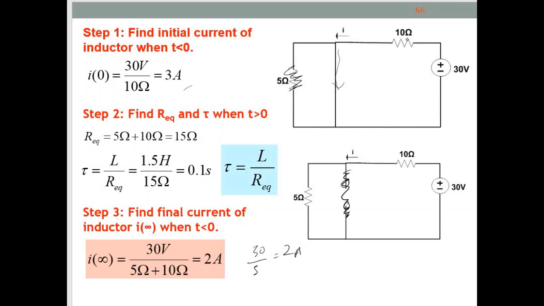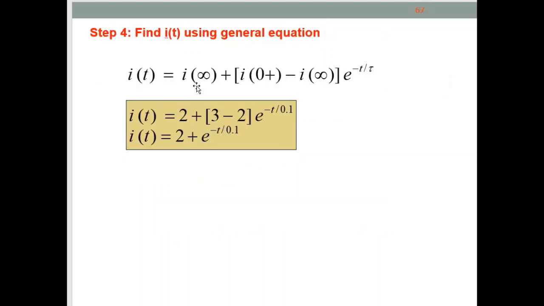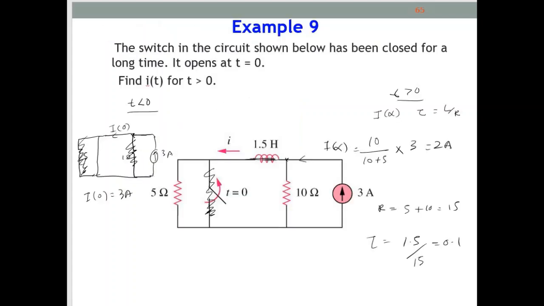So straightforward, 10 plus 5, L over R equivalent, 0.1 second. So the 3 elements of this equation are obtained. So now we can insert it directly to this equation, and finally we will get 2 plus e to the negative t over 0.1. And don't forget to finish these solutions because there is no t.